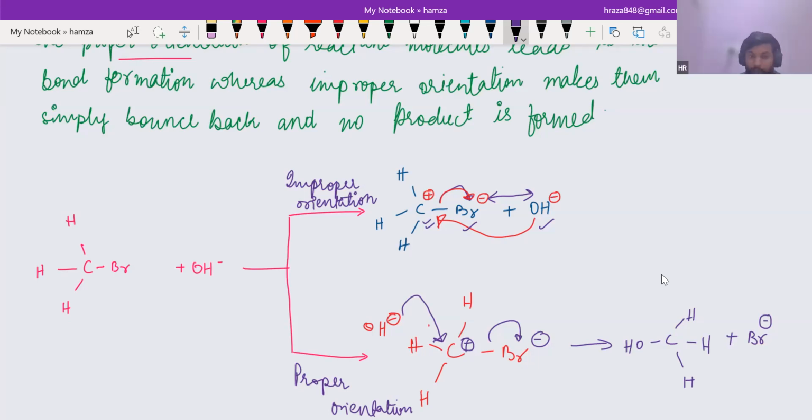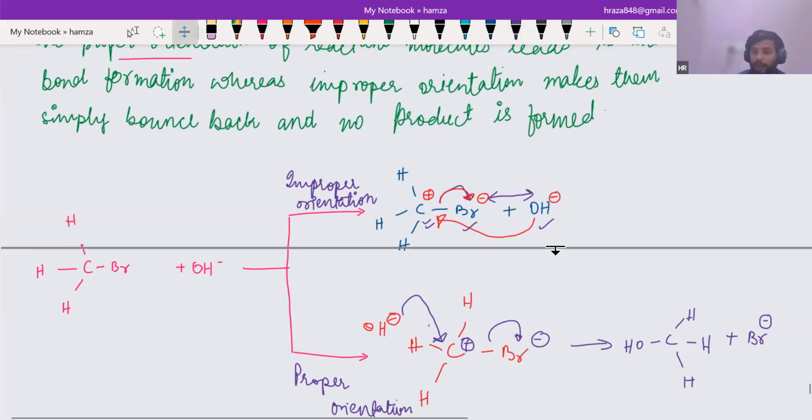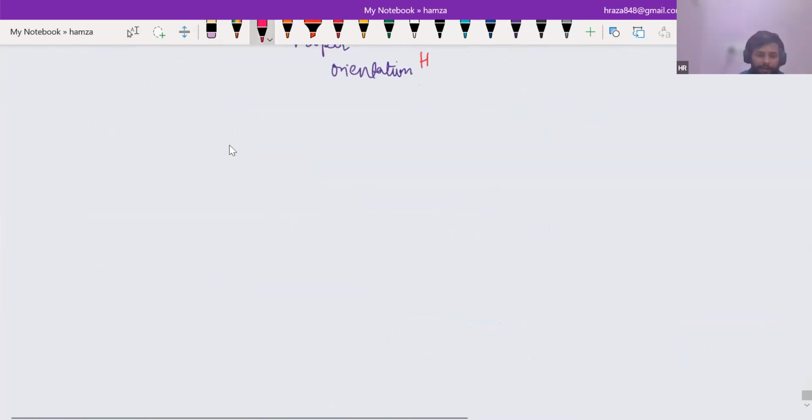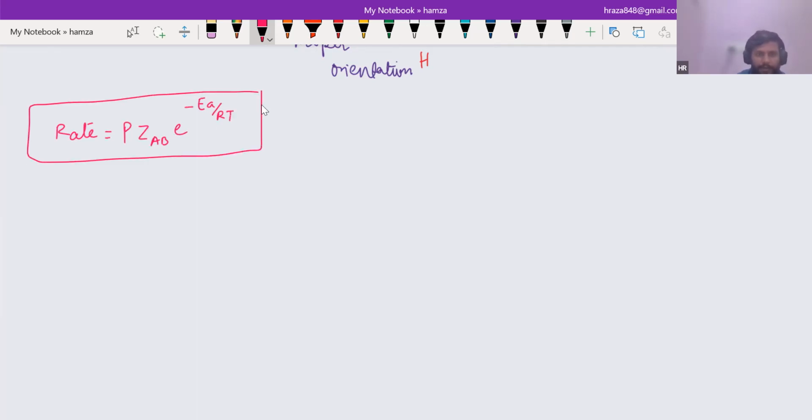Now we have another factor for a chemical reaction to occur, that is the steric factor, and we have an equation for that too. The rate is equal to P Z AB into e raised to the power minus Ea upon RT, and in this, P is basically the steric factor. What does this mean? A steric factor. What does this mean? Let me take an example of this CH3Br.